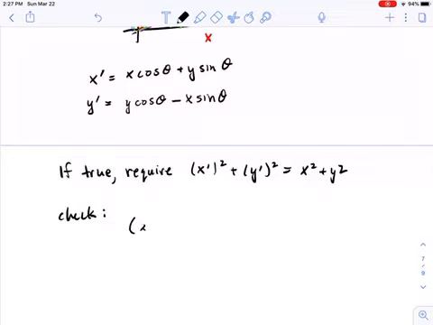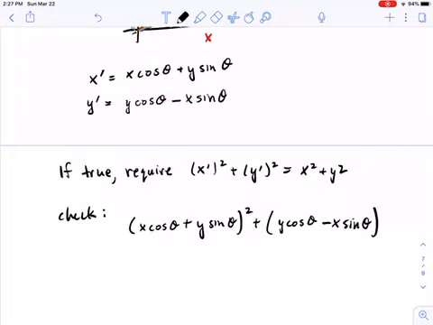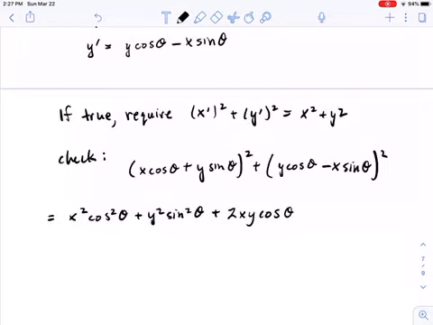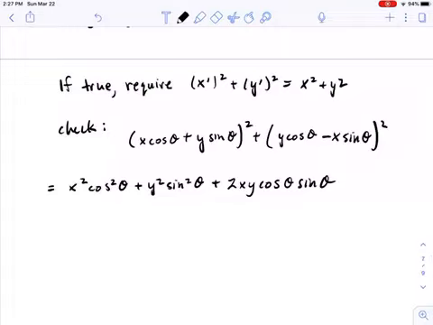So x prime squared is x cos theta plus y sine theta, and then square it. And then y prime is y cos theta minus x sine theta, squared. Okay, and then we square this thing out. So we're going to get x squared cos squared theta plus y squared sine squared theta plus 2xy cos theta sine theta. So that's expanding the square of the first term. And then we have a second term.